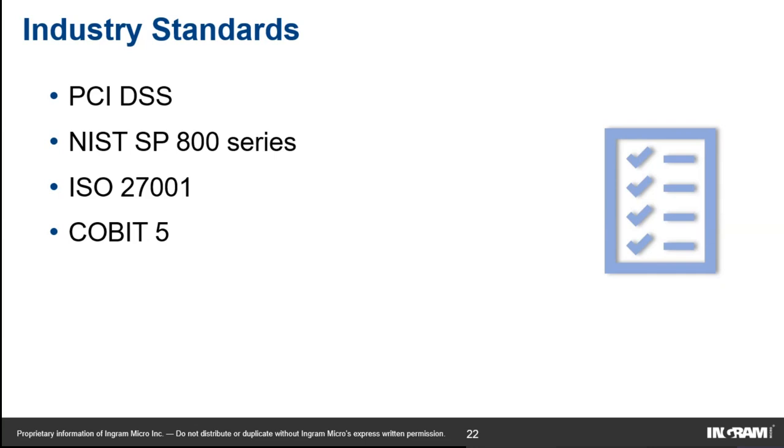PCI DSS is an industry standard. NIST SP 800 series are standard guidelines and principles which you can use. You can create a framework out of it for an organization. For ISO 27001, to get ISO 27000 certified, you need to abide by ISO 27001 principles. It talks about different control groups and control objectives which an organization can implement. COBIT talks about an IT infrastructure related standard, what IT operations and other activities can follow to have an efficient organization. So these are industry standards.